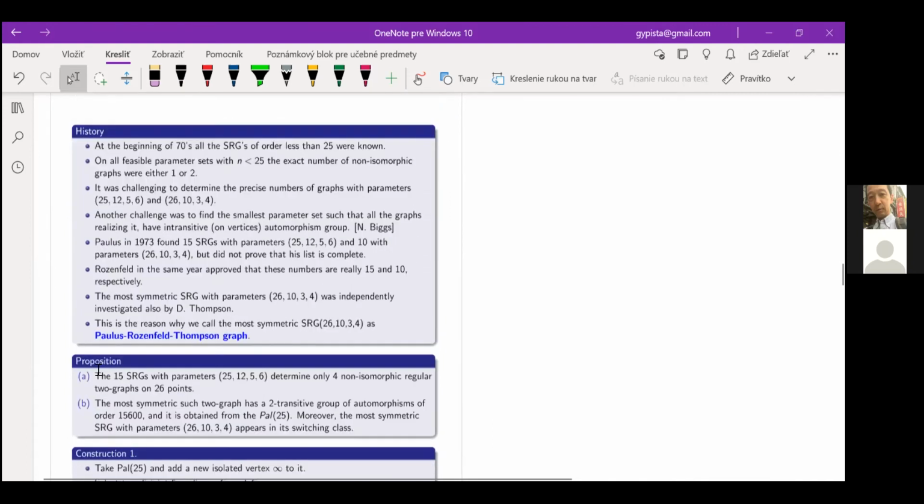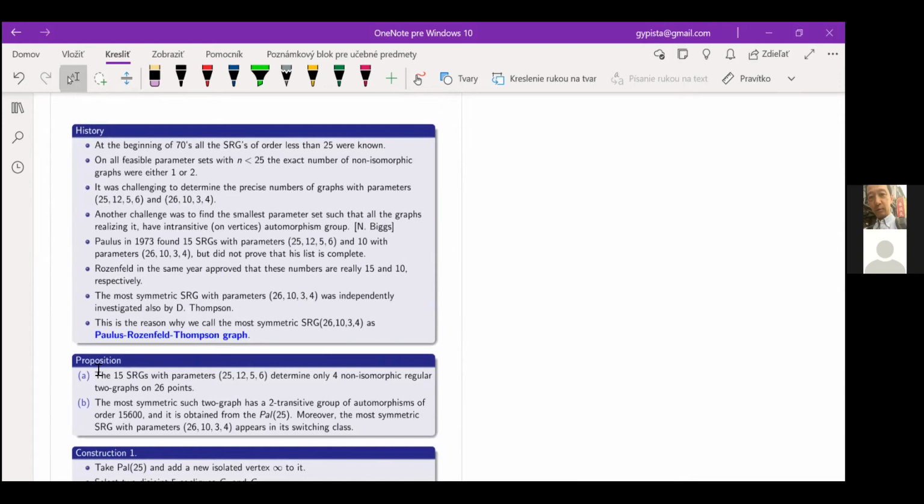Okay, so now in order to make further steps toward the graphs which we are considering, a few words about the history: why to study this graph, or how it was obtained.